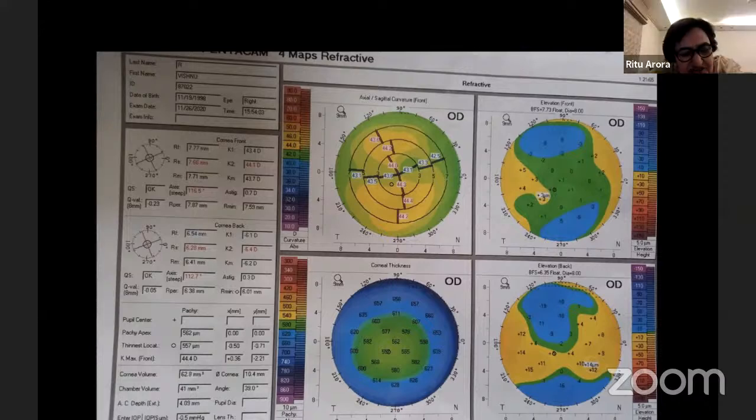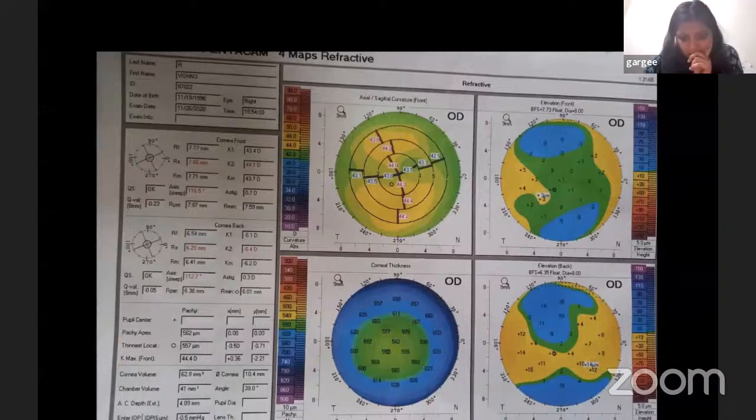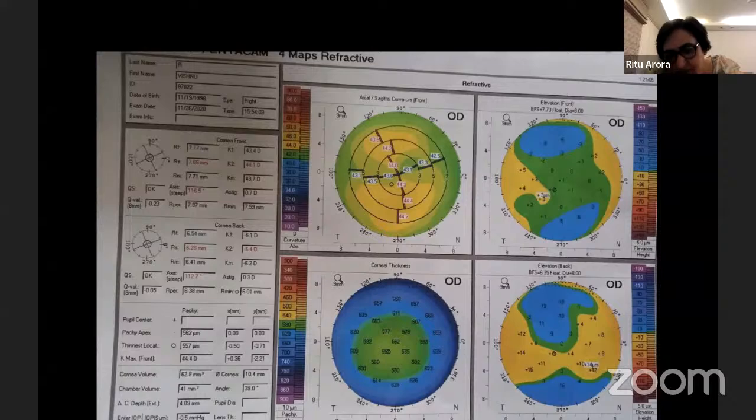Anyway, if you see whatever is a circle written in front of thinnest local, can you see that? Can you see in the thinnest local on the left side, there's a small circle written next to 557. Isn't it there? Yes, ma'am. So now this circle is there in all the maps. Okay, anyway, let me not sit on it.